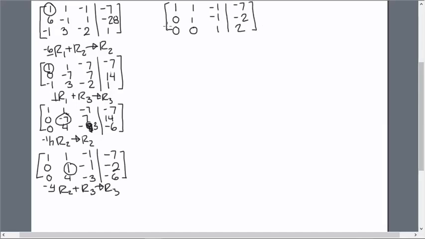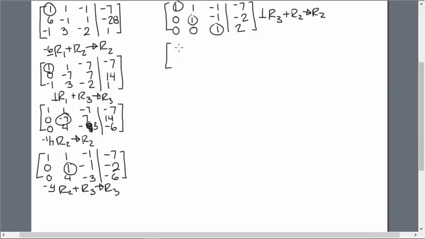So perfect. This is now REF. I have 1s on the diagonals, zeros underneath it. Now what I need to do is reverse the process and work backwards. I need to use this to force zeros above it, this to force zeros above it. So we are 2/3 of the way there. So what I'm going to do is take some version of row 3 and add it to row 2 so that this becomes a 0, and I can do that straight.